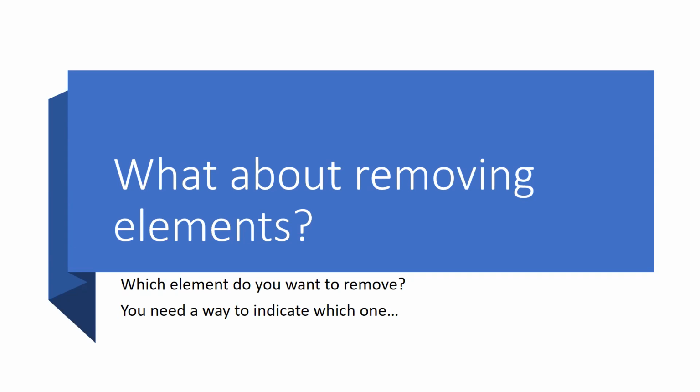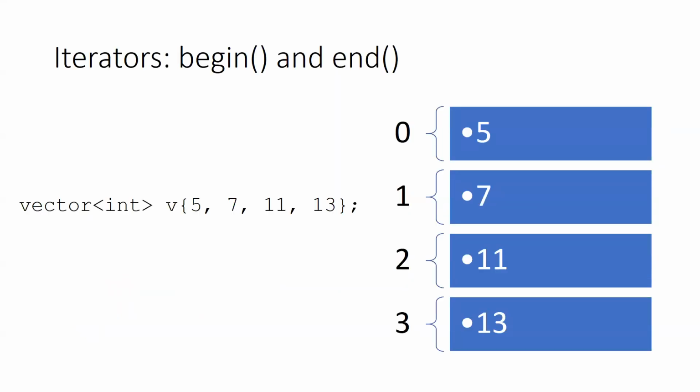Okay, well, if you have to remove an element in a vector, the thing you have to think about is which element do you want to remove, right? And we need a way to indicate which element we're talking about, which element we're actually going to remove. So first off, let's think about how we could point to which thing we're talking about. Let's pretend we had a vector with 4 things in it, right? There are the 4 things.